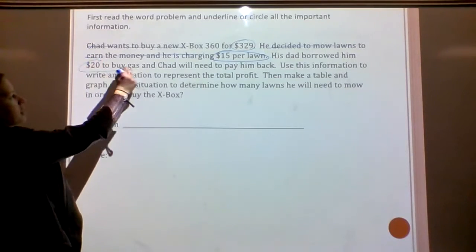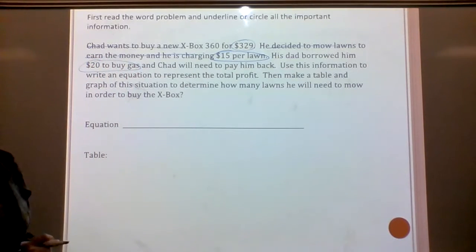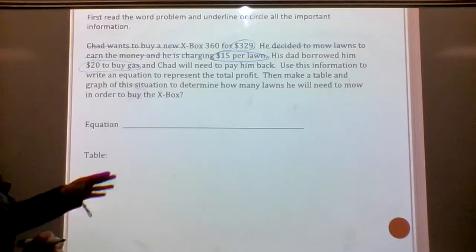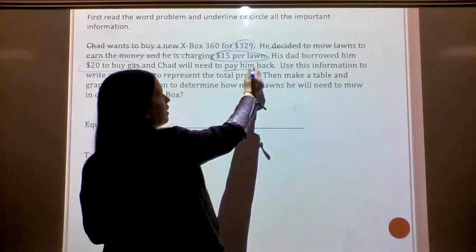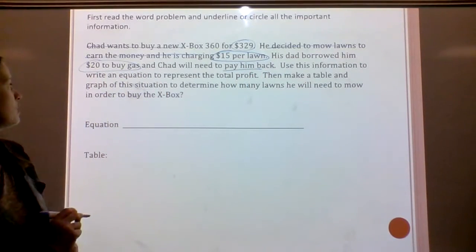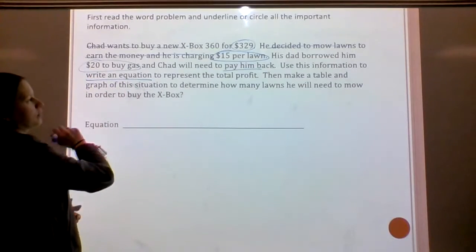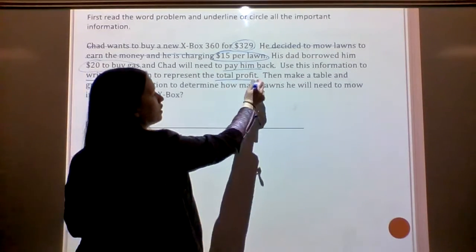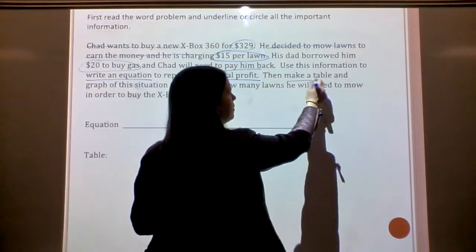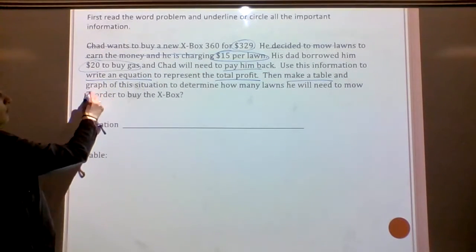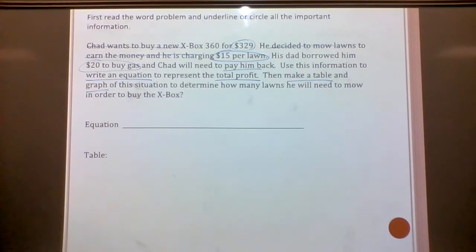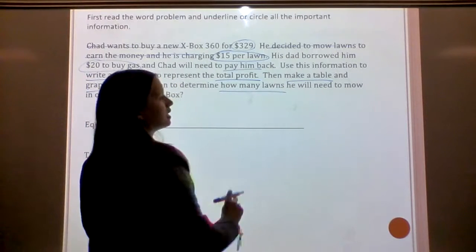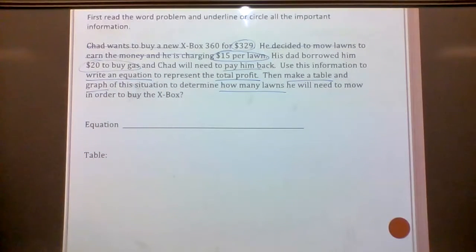His dad borrowed him $20 to buy gas. So this is important because that's money that he's going to have to pay back, and Chad will need to pay him back. So we might want to underline that. Use this information to write an equation to represent the total profit, then make a table and graph of this situation to determine how many lawns he'll need to mow. So how many lawns is what we're trying to find.